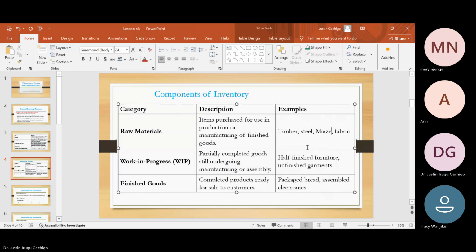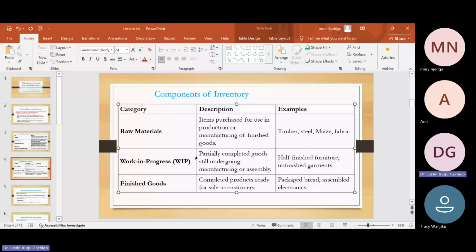We have work in progress, which are partially completed goods still undergoing manufacturing or assembly. Example, you have half-finished furniture or unfinished garments, or unfinished furniture which are still getting polished so that they can be used for various uses. Then we have finished goods, and these are completed products ready for sale to customers. Example, we have the packed blade, assembled electronics, etc.